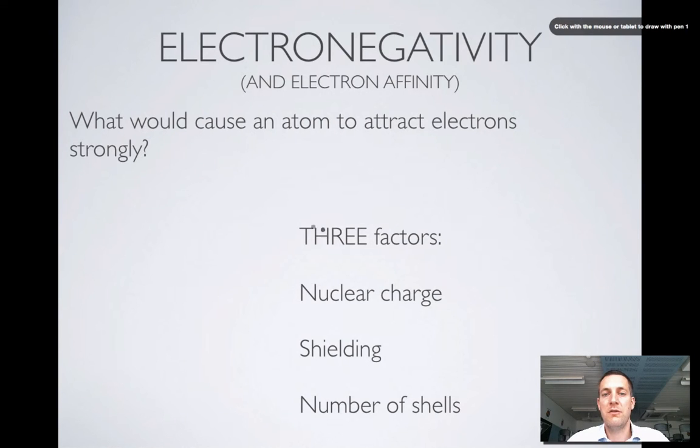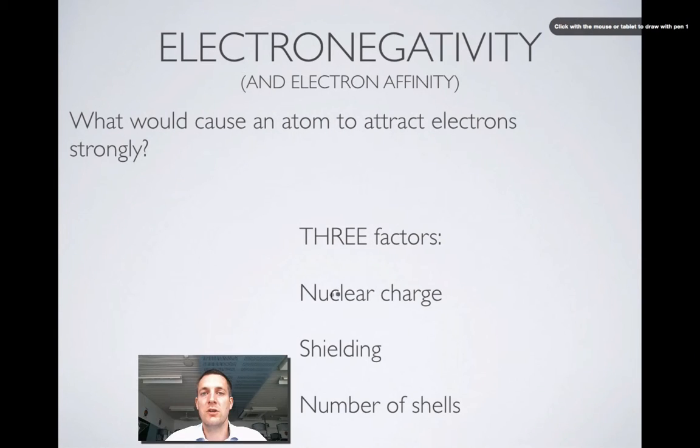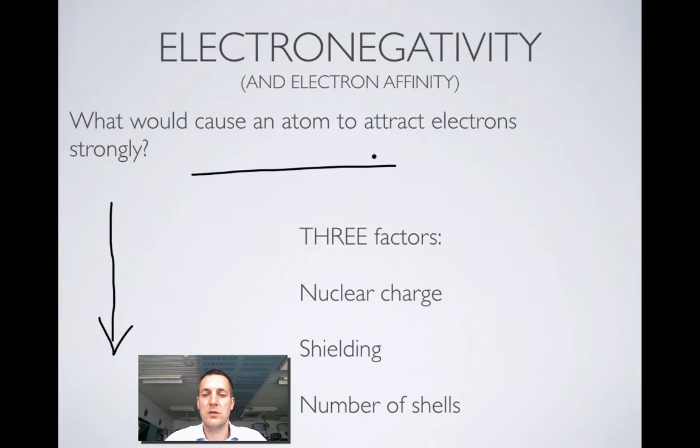Well, if there was a high nuclear charge, you'd think the electrons would be attracted strongly. If there was a lot of shielding, you might think that would cancel some of that nuclear charge. If there was a lot of shells, then the distance from the nucleus would be greater, and so the attraction might fall. Okay, so let's have a think about what's happening as we go down a group in the periodic table and as we go across a period.